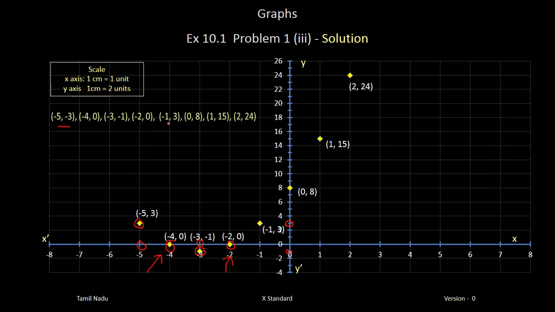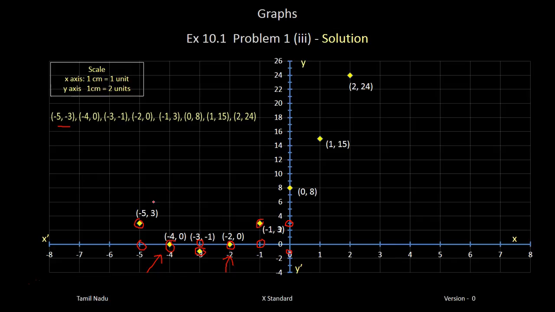The next one is x is equal to -1, y is equal to 3. So this is x equal to -1, y is 3. This is the point. Similarly, you can plot all the remaining points. Done. Now what is the next thing?